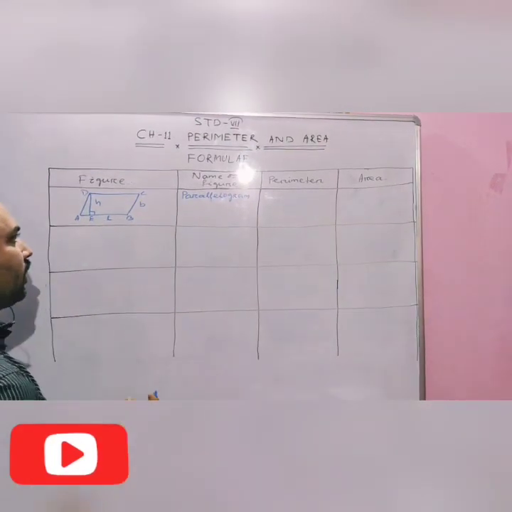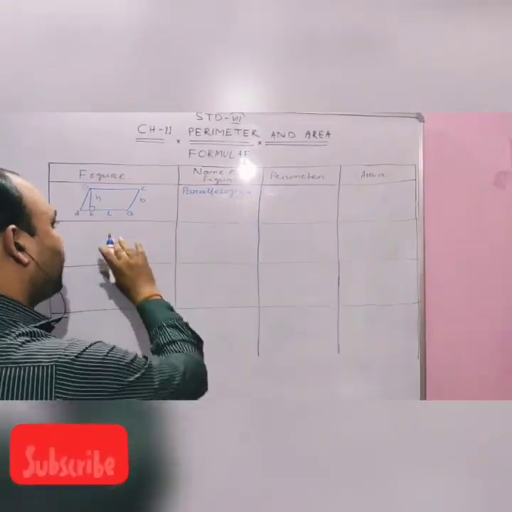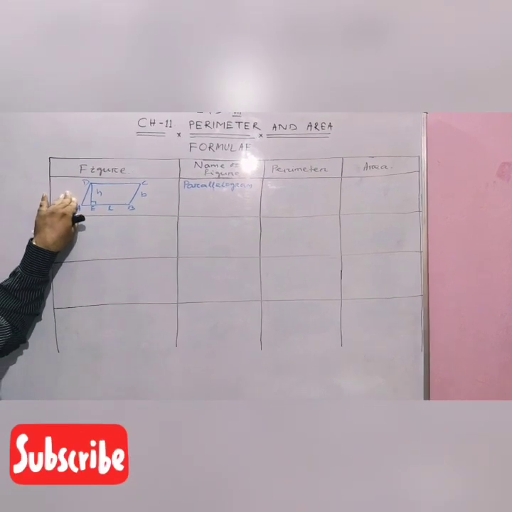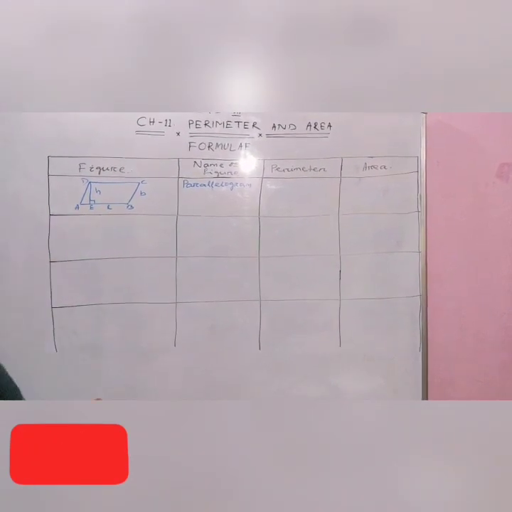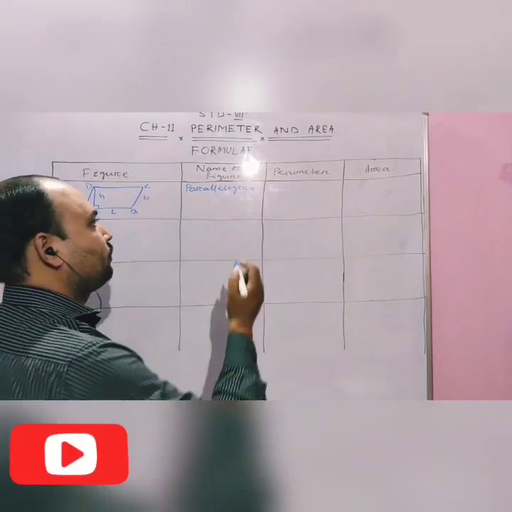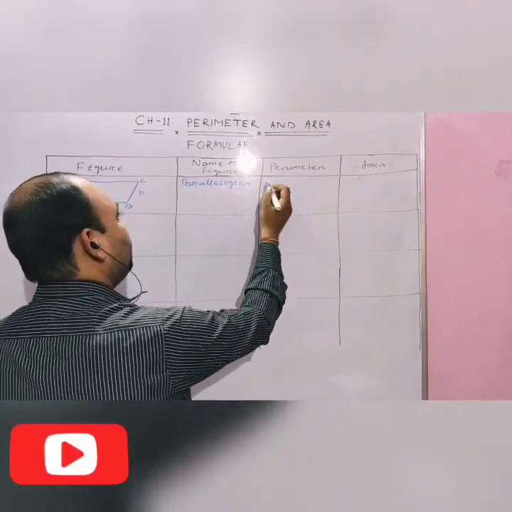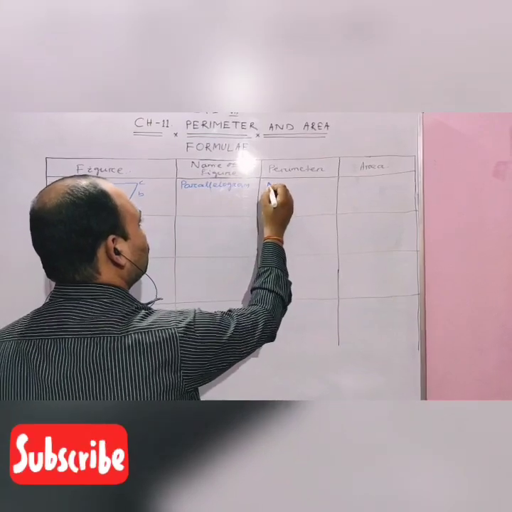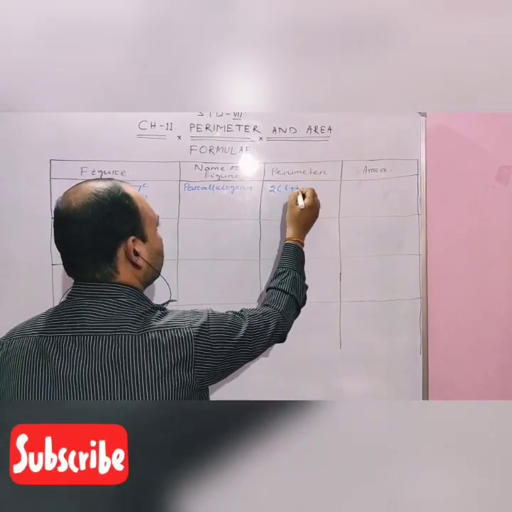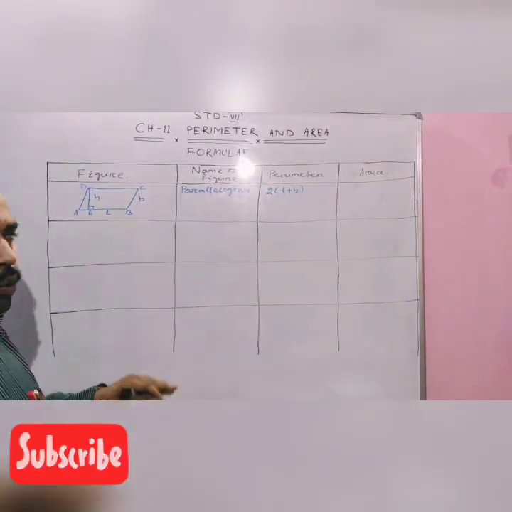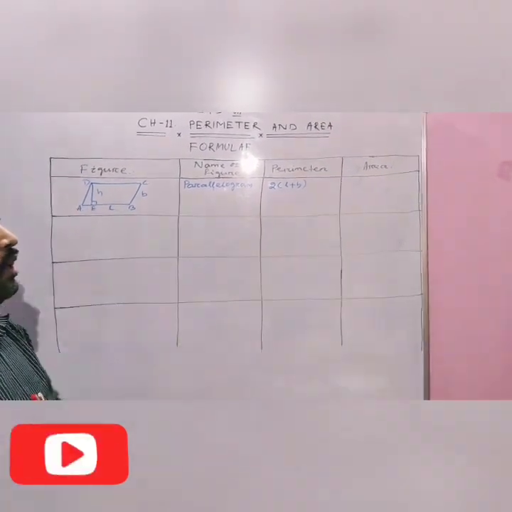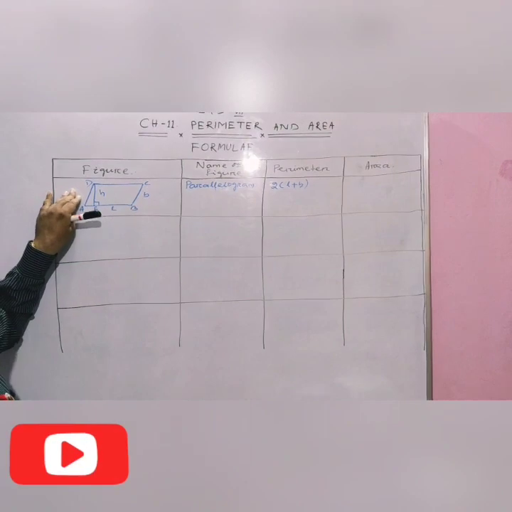Okay, parallelogram. So what is the perimeter of a parallelogram? A parallelogram is a type of quadrilateral, which means it is bounded by four sides. Here the perimeter is the sum of the four sides, meaning 2 into (L plus B). Length and breadth are given, so 2 into (L plus B) is the perimeter of the parallelogram.